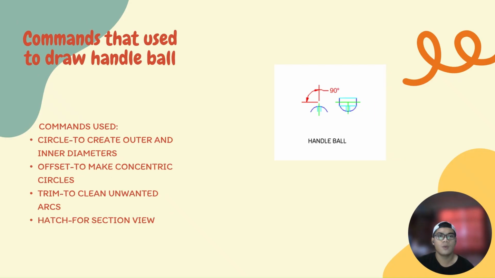Next up, we're going to draw a handlebar. The commands that we use to draw this handlebar: use circle to create the outer and inner diameter. Next, we use offset to make concentric circles. Next, we use trim to clean the unwanted arcs or lines. Lastly, we use hatch for section view.